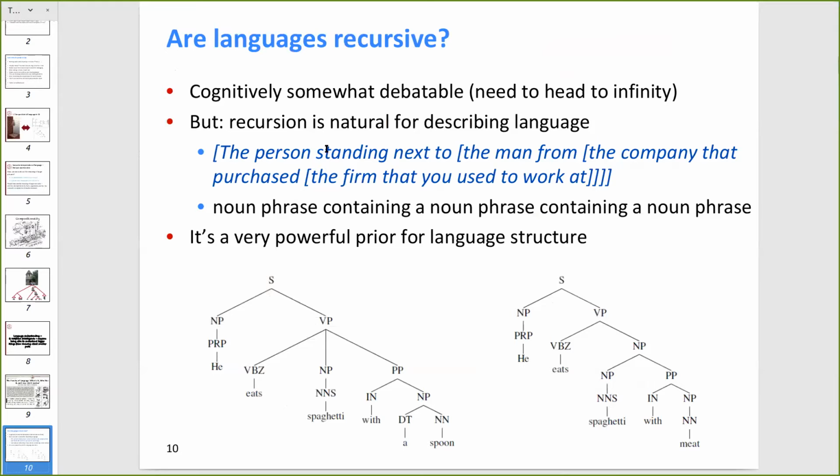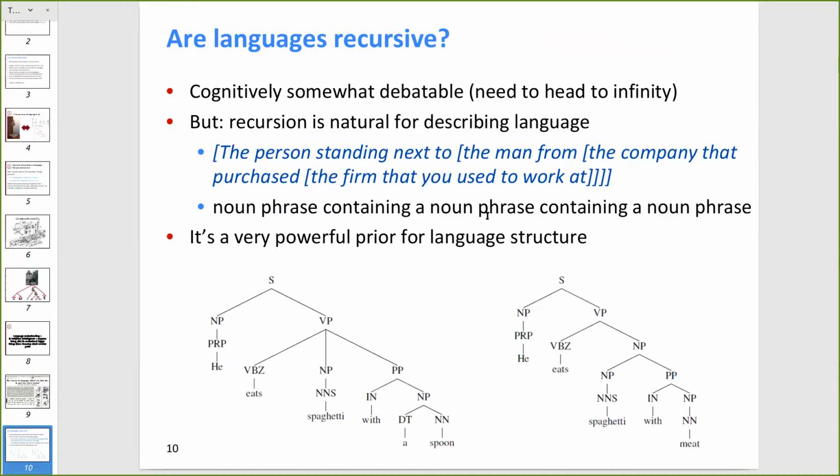So recursion is natural when it comes to language. That's because, as we can see here, we have a whole sentence like "he eats spaghetti with meat", something like that. And each word or group of words in this sentence can be put together to form some specific component. Like as we can see here, we have noun phrases, we have prepositions, we have a verb here. So putting all of these things together, we are able to come up with this example.